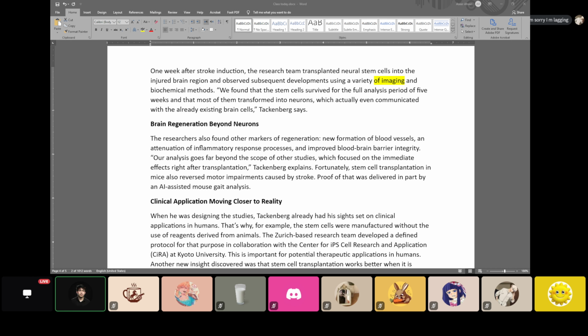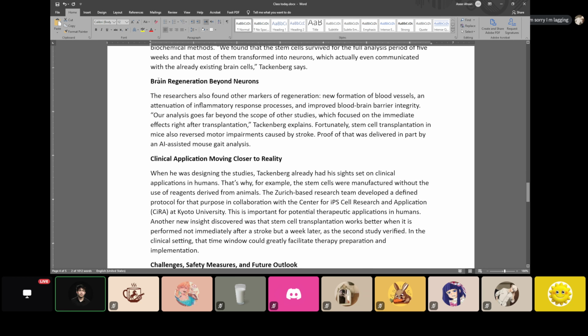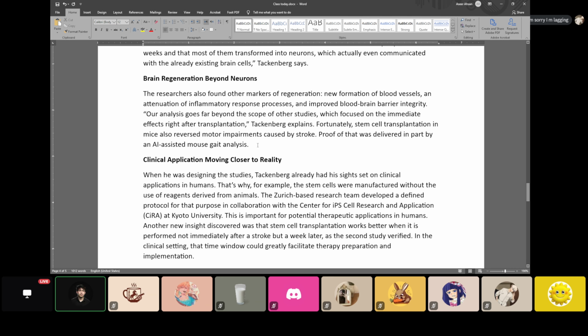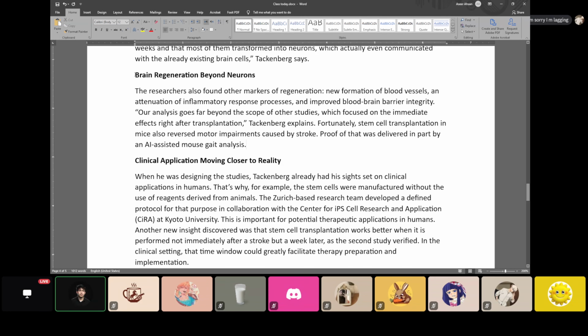Okay, so I would like you to read this part of the paragraph. Sure. Give me a second, please. I'm just having a connection problem. So which part? Starting from brain regeneration beyond neurons and up until analysis.